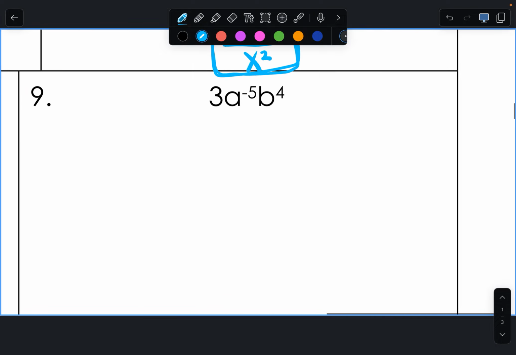All right, number 9. The only part of this whole expression that has a negative exponent is what?